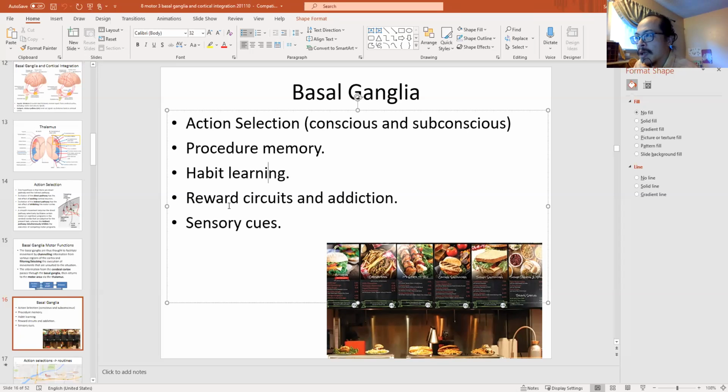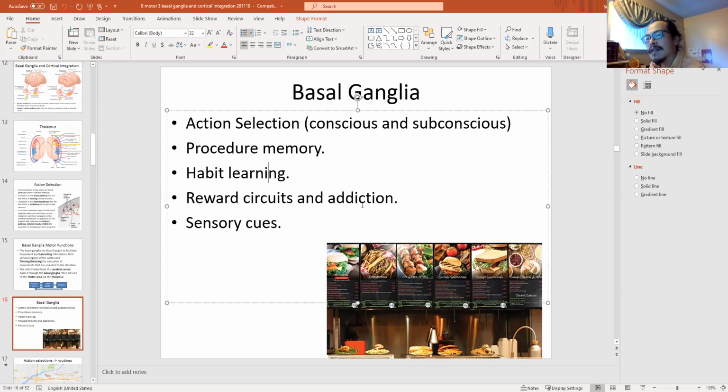It is also part of the reward circuit and addiction, that we do things over and over again and it becomes an addiction. If this behavior triggers a reward circuit, then it will be enhanced, and we will be driven to do it.